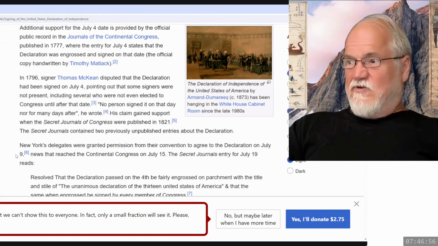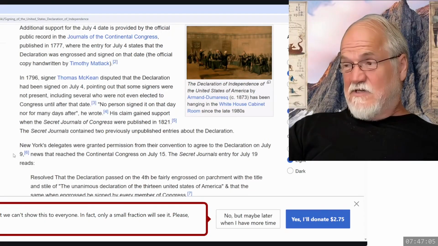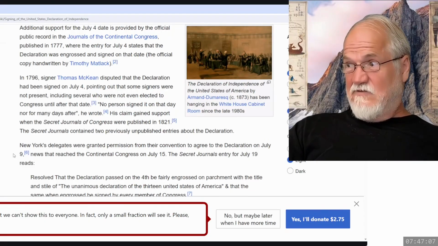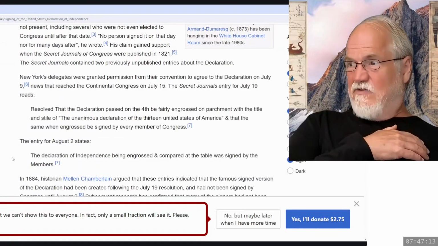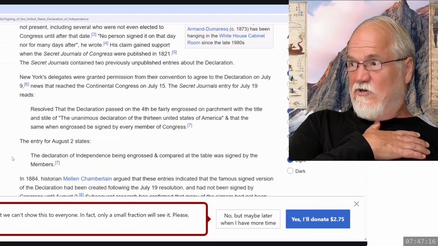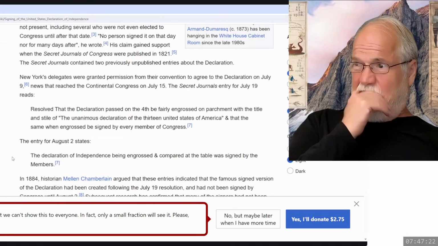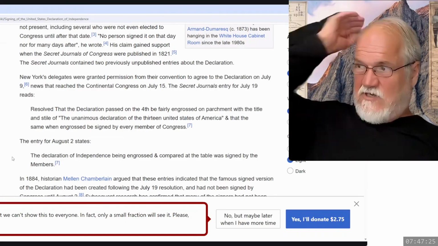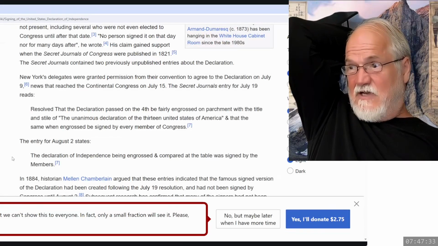New York's delegates were granted permission from their convention to agree to the Declaration on July 9th. News that reached the Continental Congress on July 15th, and the Secret Journal's entry for July 19th reads, "Resolved that the Declaration passed on the 4th be fairly engrossed on parchment with the title and style of 'The unanimous Declaration of the 13 United States of America,' and that the same, when engrossed, be signed by every member of Congress." The entry for August 2nd states, "The Declaration of Independence being engrossed and compared at the table was signed by the members."